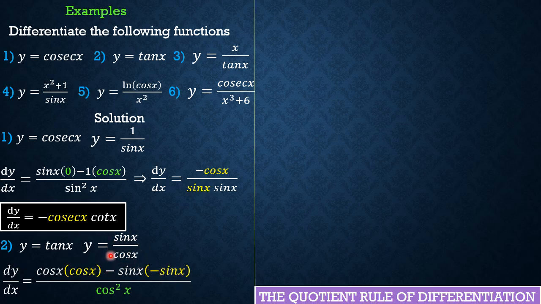All that on what? Bottom square. The bottom is cos x, so we square it. Friends, what is minus sine x times minus sine x? Gives us positive sine squared x, right? Good. So we have cos x times cos x, which gives us cos squared x. So we are therefore going to have our dy by dx as cos squared x plus sine squared x all over cos squared x. Good. But friends, what is cos squared x plus sine squared x according to trigonometry? Great. It is 1, right? Good. What then is 1 over cos squared x? We have sec squared x. So our answer becomes sec squared x.